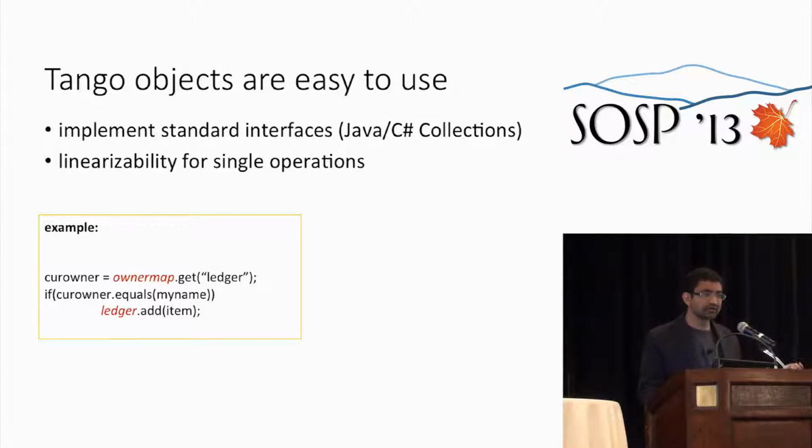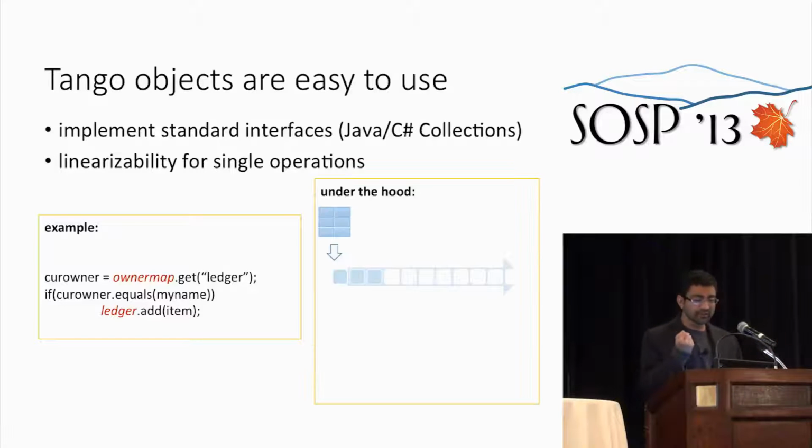Now, how does this work under the hood? We offer linearizable semantics for operations, and the way we do this is, under the hood, the Tango runtime is maintaining a local view, and the local view is synchronized with the history up to some point. So in this example, the local view is slightly stale. It hasn't seen the next 3 updates in the shared log.